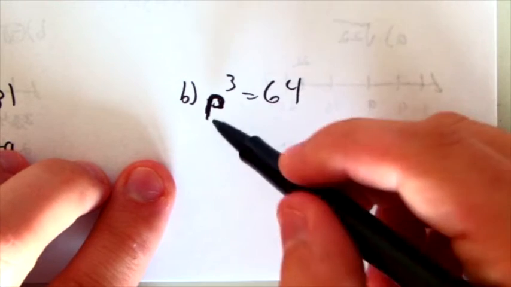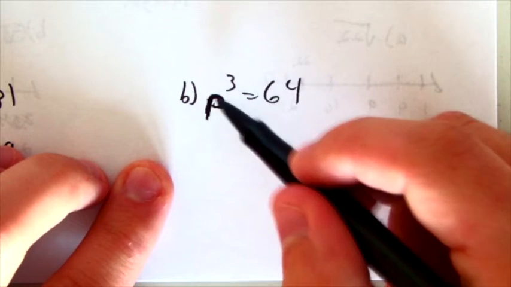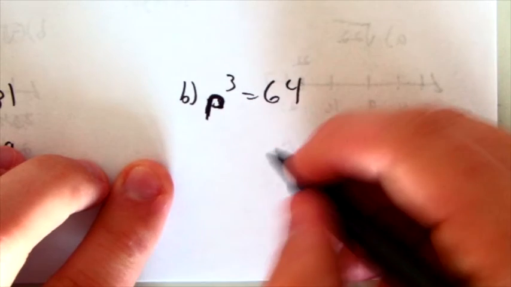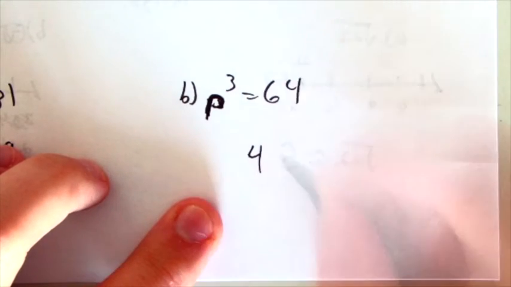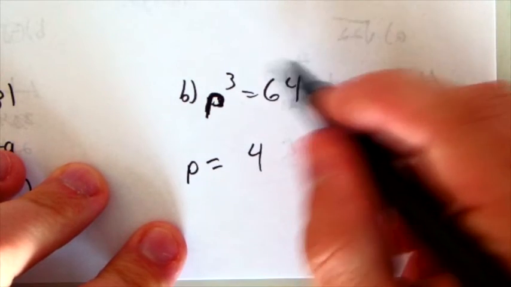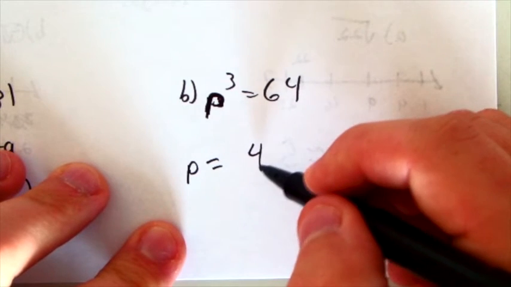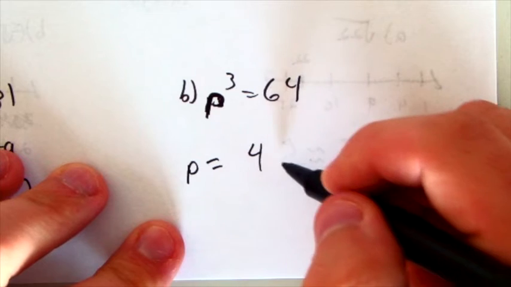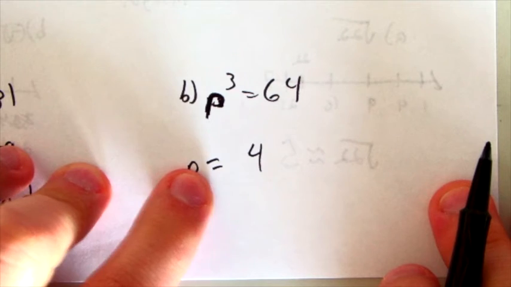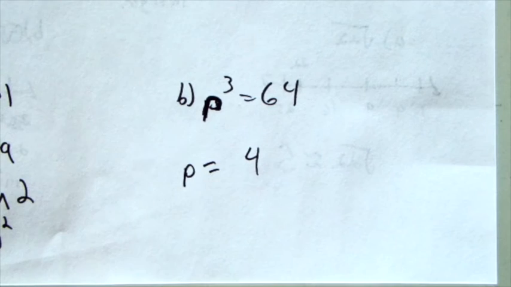And last but not least, letter B, p cubed equals 64. We're looking at what number times itself 3 times is 64. We kind of talked about it in the previous example, but 64 is 4 times 4 times 4. Now, because 64 is positive, my root also has to be positive. It cannot be negative, because if I multiply negative 4 together 3 times, I would get negative 64. So in this case, p is exactly equal to 4. It cannot be negative, it cannot be 0, it has to be 4.